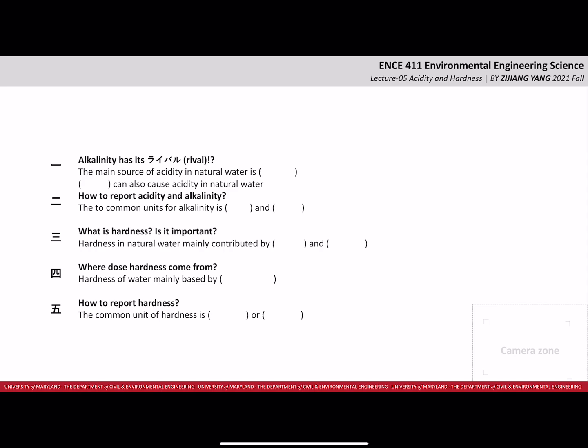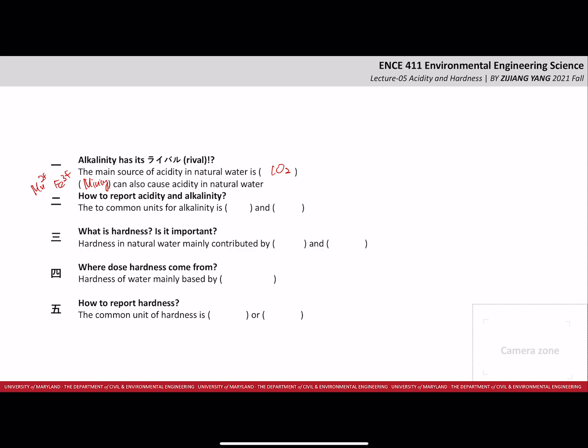So the main source of acidity in natural water is, excuse me? Carbon dioxide. Yes, carbon dioxide in the atmosphere. And what can also cause acidity in natural water? In general, that would be mining. Yes, iron and manganese can also contribute, but generally they come from mining.